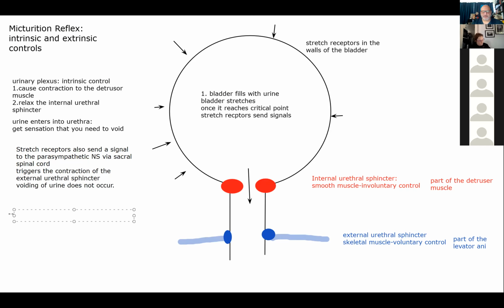So what, of course, is the last step of this process? You get yourself to a socially appropriate location, right behind a bush or wherever it is. You then voluntarily relax the external urethral sphincter. And when you do that, when both sphincters are open, voiding occurs.